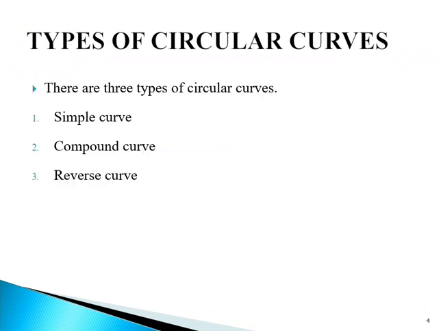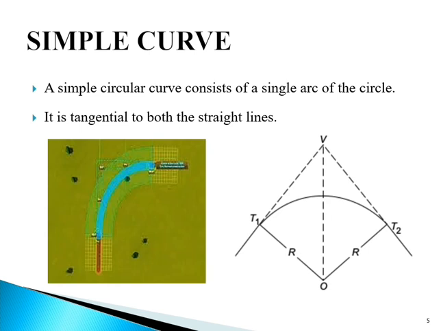Next is types of circular curves. There are mainly three types of circular curves. First one is simple curve, second one is compound curve, and third one is reverse curve. So let us start with the simple curve. A simple curve consists of a single arc of the circle, and it is tangential to both the straight lines. Here in the image you can see the curve part, or say arc, here. The elements are shown here, and its real life image will be like this. This is just an image to understand what a simple curve is.